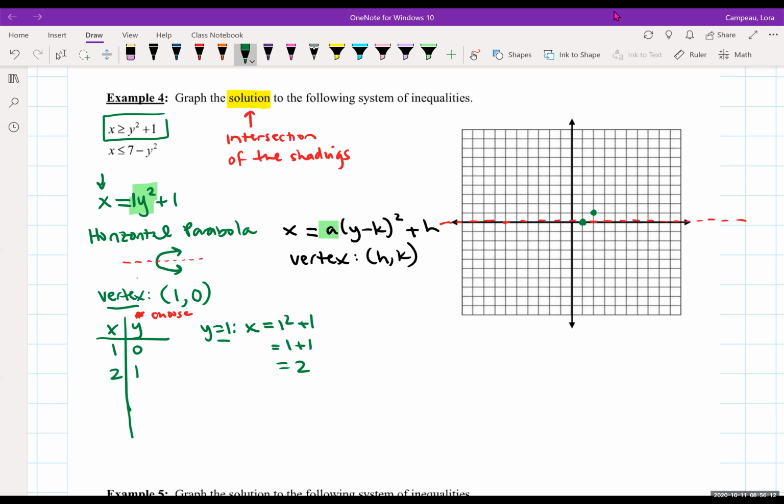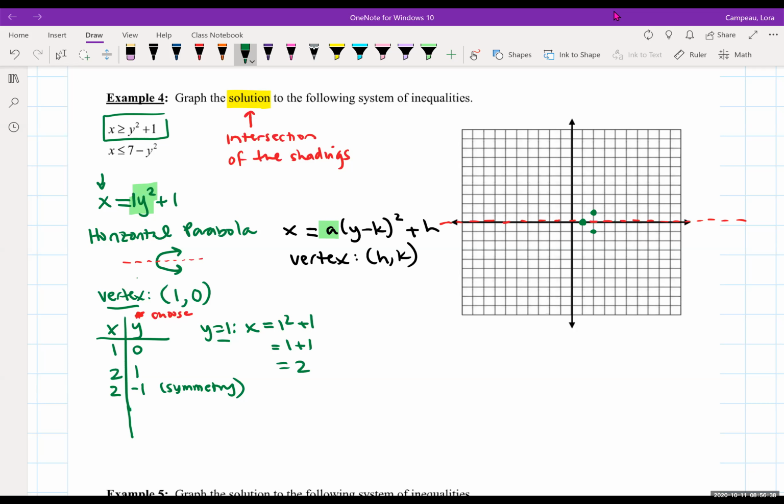And here I will use symmetry to find the other point corresponding to this. If we have 1 unit above the axis of symmetry in this case, we can plot another point right below, 1 unit below, and we found that by symmetry. So you could either name the ordered pair or not, it's up to you. So I know that 2, -1 would be found by symmetry.